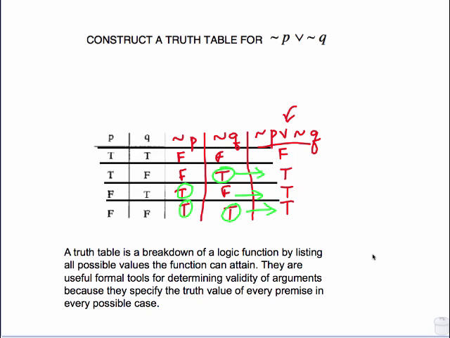Now that we've done a few truth tables, you might understand that definition I listed on the first screen, and that is this. A truth table is a breakdown of a logic function. This is an example of a logic function by listing all possible values the function can attain. These are the possible values that that function can attain. They are useful formal tools for determining the validity of arguments. This can be considered an argument because they specify the truth value of every premise in every possible case. These are your premises in every possible case.